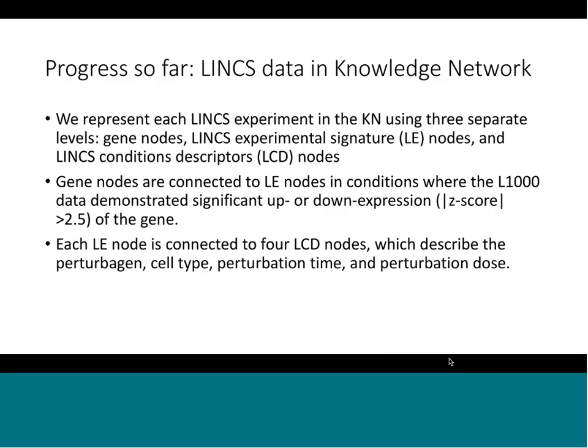So, as I briefly mentioned, we represent each LINKS experiment as a node in the knowledge network. Actually, there are 3 kinds of nodes that are created from each experiment. There's one node called the LINKS experiment node, or LE node. So there will be 1.3 million of those. We already have gene nodes in the knowledge network, so we don't create new nodes for those. We just connect the LINKS experiment node to a gene node if the gene was significantly up or down expressed in that experiment. And thirdly, we have these LINKS condition descriptor nodes, or meta information nodes, such as the discrete information about the perturbagen, cell type, perturbation time, and dosage, etc.